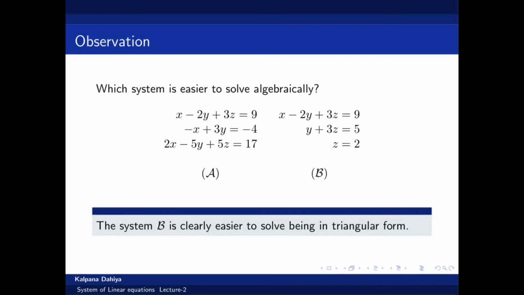Consider the following two systems of equations represented by system A and system B. Now the question is, out of these two systems, which system is easier to solve algebraically? And if you see carefully, system B can be solved easily. From the last equation we can find z, that is 2. Now we use back substitution. From equation number 2 we can find y. Once we have y and z, then from equation number 1 we can find x. Now we see that system B is in triangular form.